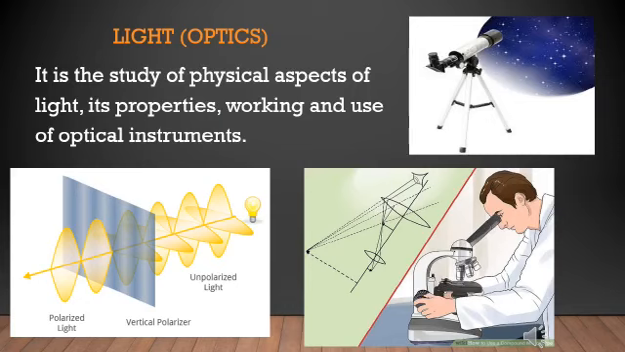The fourth branch of physics is light. Light is one of the most special branches of physics, which is also a form of energy, like heat and sound. Sound is a form of energy, heat is a form of energy. Similarly, light is also a form of energy through which we can see distant objects, through which we can see all the objects clearly. Light helps us to watch and see all the objects.